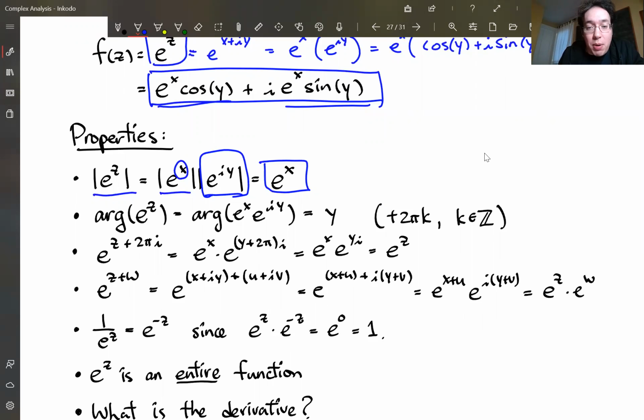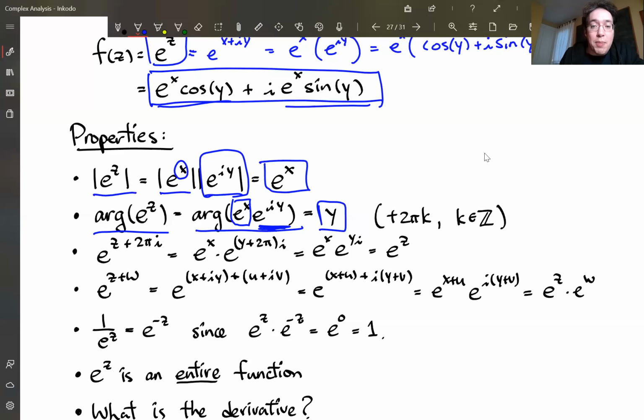The imaginary part controls the argument. So if you just want to look at the argument of the output, you can look at the argument of e to the x times e to the iy. e to the x just stretches this complex number. So really, the argument is controlled by the imaginary part. And we know the argument is the angle y.